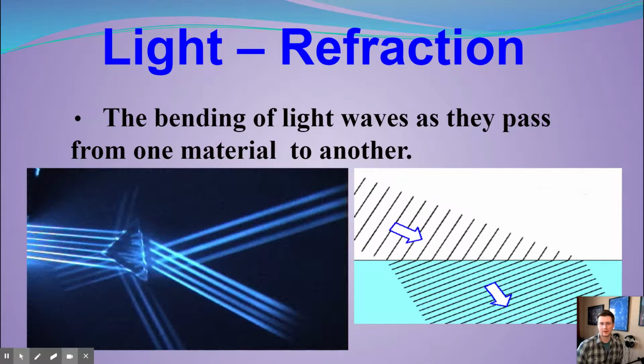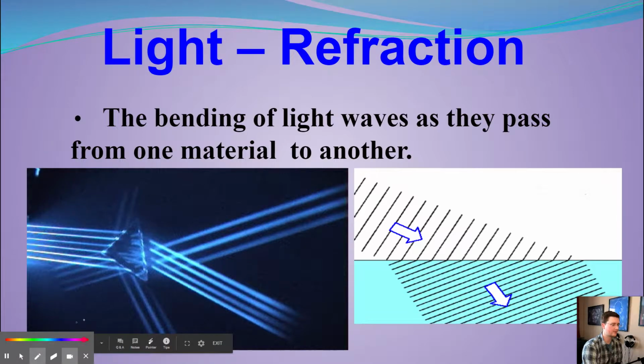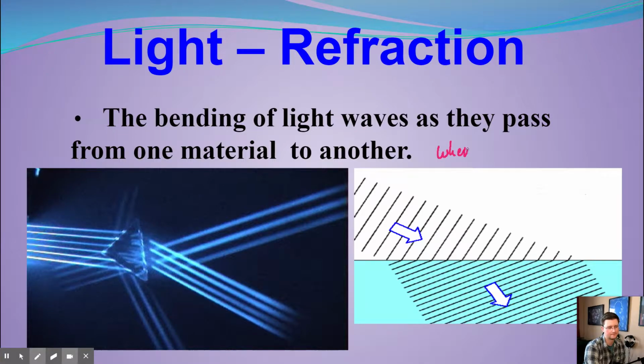What is light refraction? Light refraction is the bending of light waves as they pass from one material to another. One important piece to make note of is that this bending only really occurs when they enter at an angle. That's what's being shown in the image below.